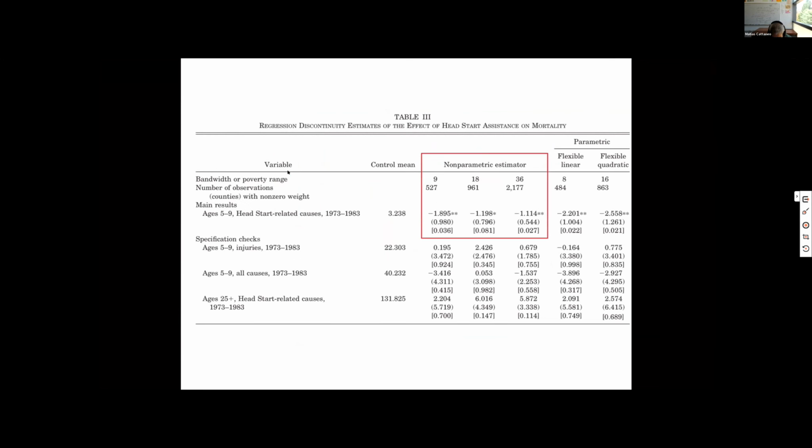And so what I'm going to do is go back to the original paper of Ludwig and Miller and try to replicate these results. And in particular, one thing that I always love to do when I see these papers is to say, well, in these papers, they chose bandwidths of 9, 18, and 36. Of course, they are not to blame. They did that back in 2004. We didn't have all the theory and ideas that we have today.